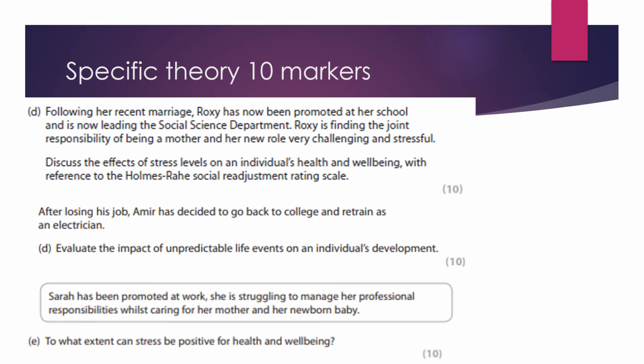So with the 10 markers, there are different types I've noticed of 10 markers. They're not clear cut, they're not always going to be this way, but there are general themes that I've spotted looking over question papers. So you might get specific theory questions, where the question specifically tells you the theory or it massively hints towards one. So you can see here you've got this question talking about the Holmes-Rahe readjustment scale. So that's about stress and the impact of stress, and it's kind of telling you to talk about the Holmes-Rahe scale. So you might talk about, as I say, because it's a discuss, the effects of stress on health.